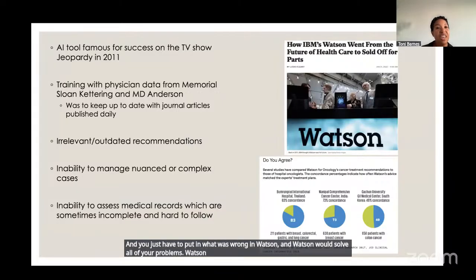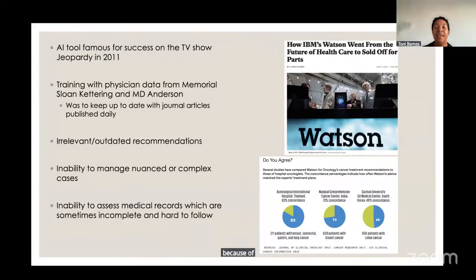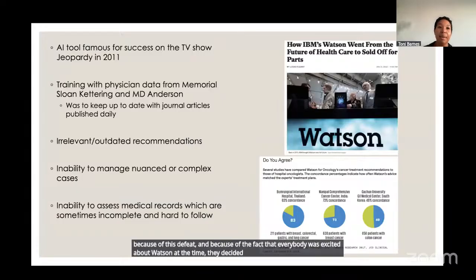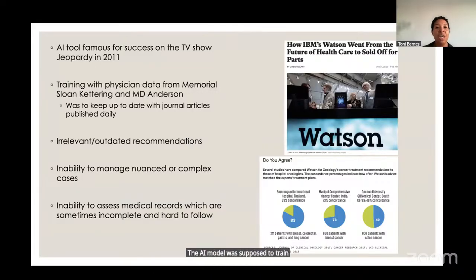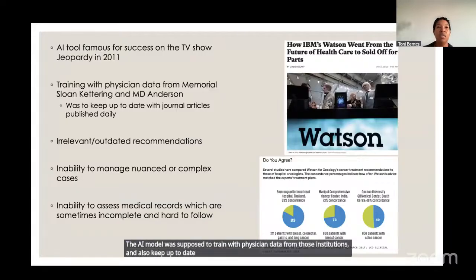Watson was originally an AI tool that was famous for going on Jeopardy in 2011 and defeating the human champion. Because of this defeat and because of the fact that everybody was excited about Watson at the time, they decided to take the same technology and use it at Memorial Sloan Kettering and MD Anderson Cancer Hospitals, which are household name oncology institutions. The AI model was supposed to train with physician data from those institutions and also keep up to date with journal articles, which for oncology are published almost every single day.